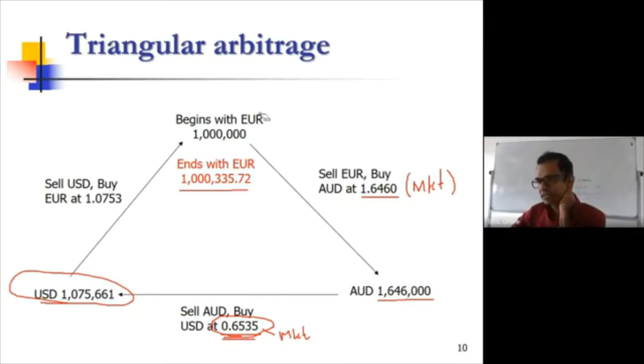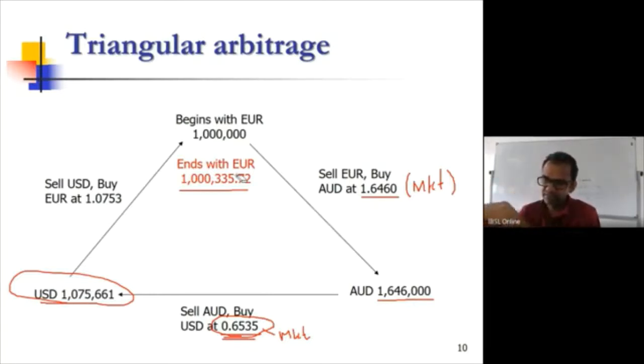So then you begin with euro 1 million. Now you end up with more than 1 million euros. This 335.72 is the arbitrage profit. But you should be able to do all these three transactions very quickly before the market moves.